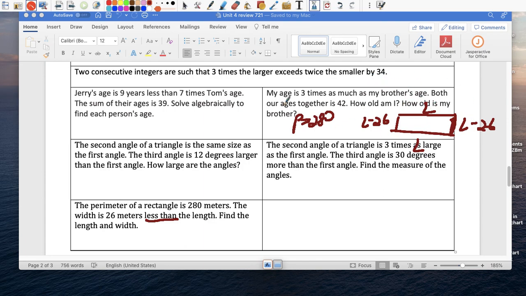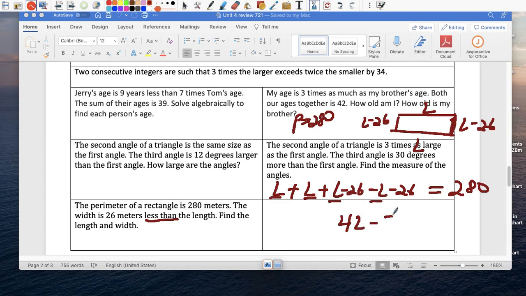Now I can add them all up, equals 280. You can do 2 times L plus 2 times W and substitute, or I'll just make it a little bit easier: L plus L minus 26 plus L plus L minus 26, all the sides added together. So L plus L plus L plus L is 4L, and then minus 52 for the 2 26s. Combine, equals 280. Plus 52 on both sides. That goes away, and this is 332.